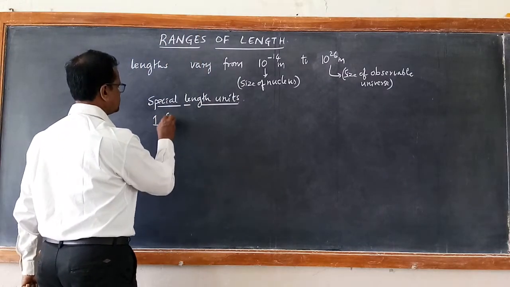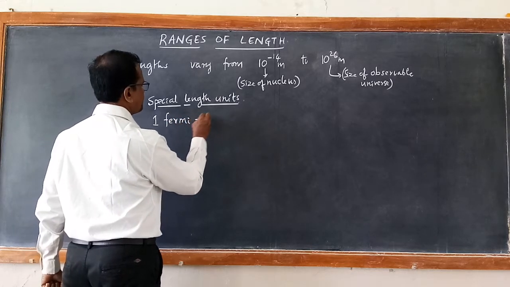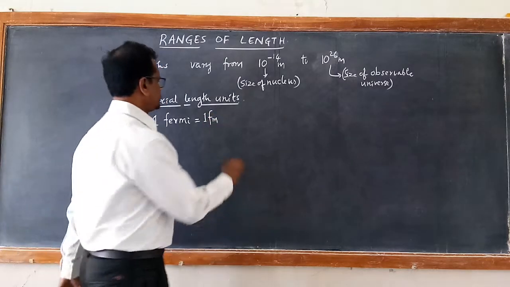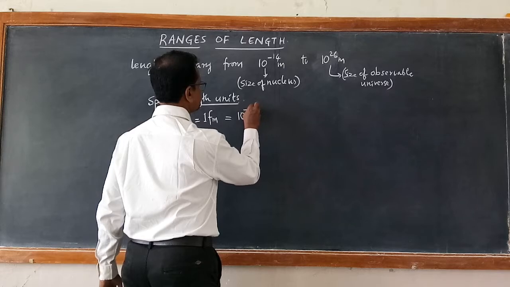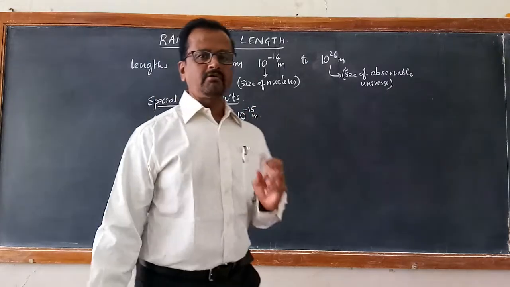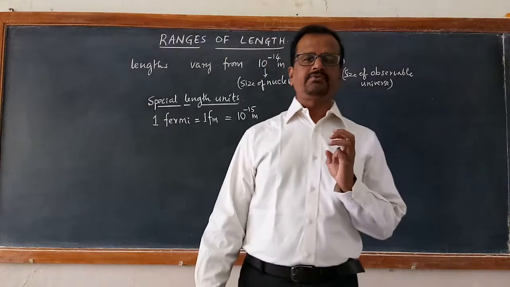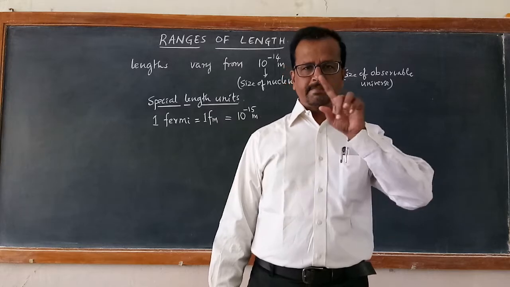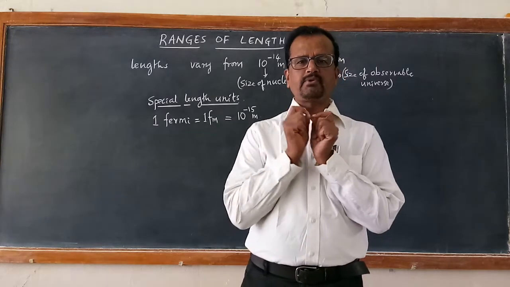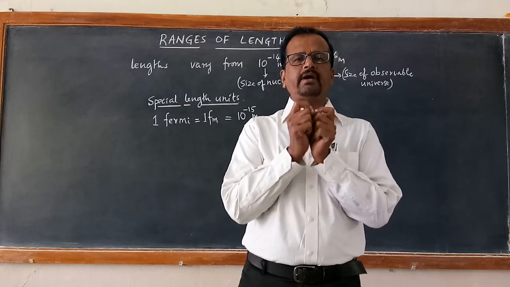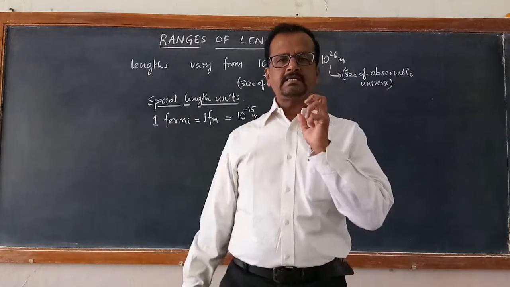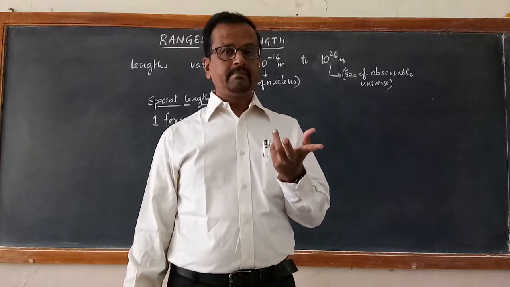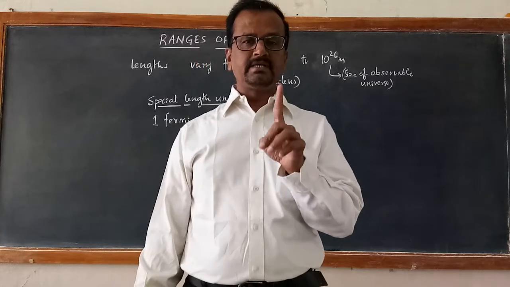1 Fermi is equal to 10 to the power of minus 15 meter, which is the size of a proton. You know, protons and neutrons are present within the nucleus. So the size of the proton or neutron is of the order of 10 to the power of minus 15 meter, whereas the size of the nucleus is of the order of 10 to the power of minus 14 meter. So 10 to the power of minus 15 meter is equal to 1 Fermi.